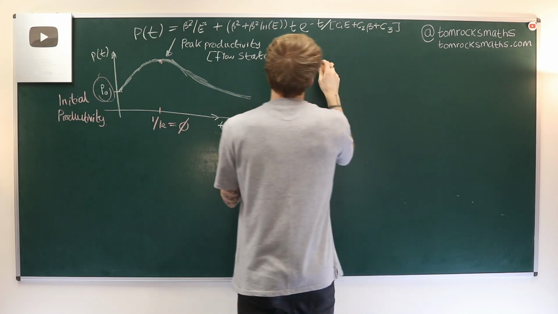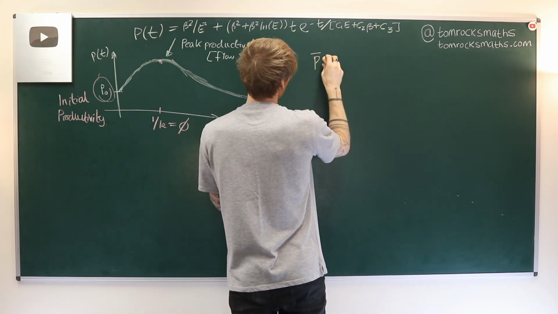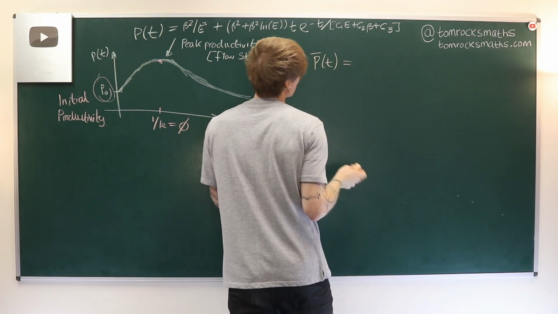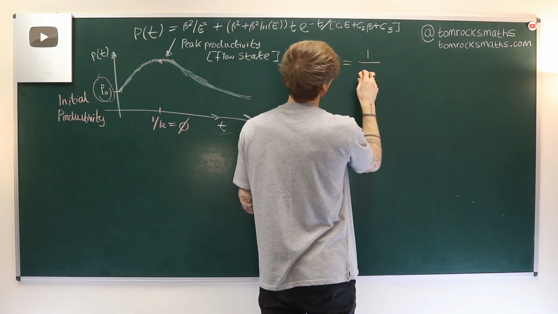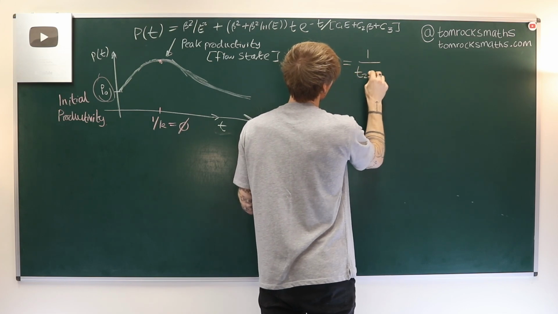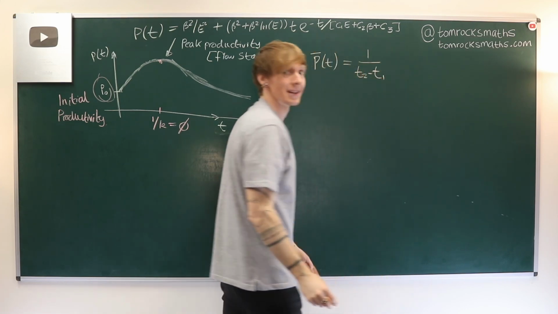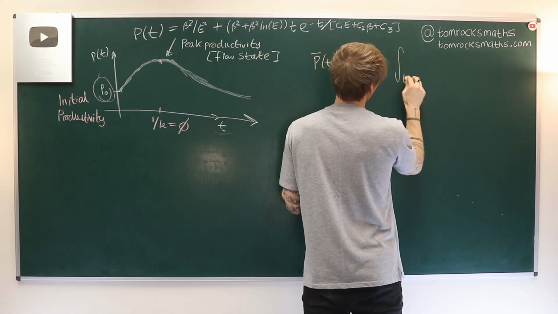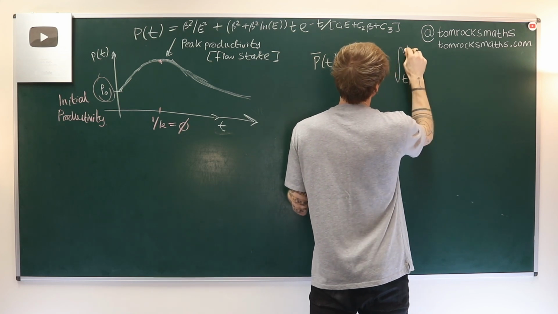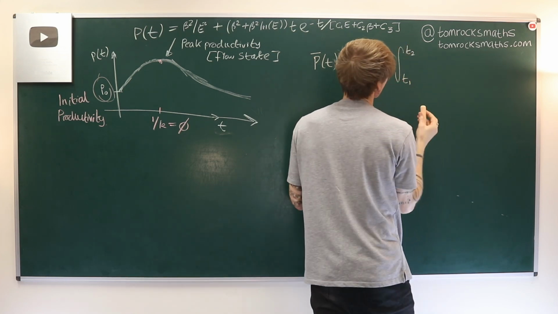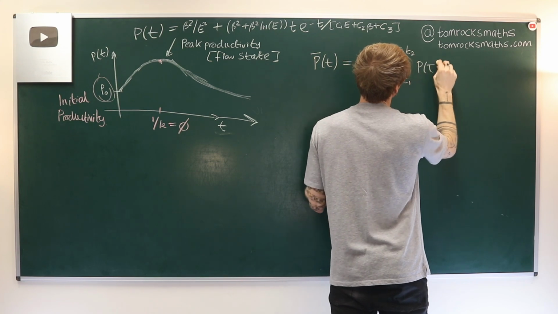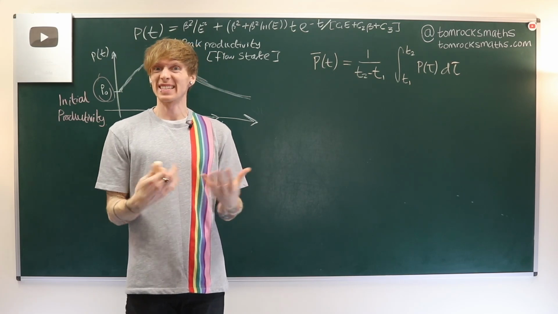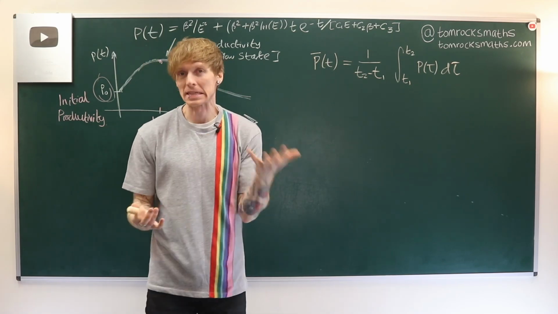So if we call this p bar, which will be a function of time, then this is equal to 1 divided by the length of the time interval, so t2 minus t1, and then we're going to integrate our productivity function between those two endpoints of the interval. So p of tau d tau. Now the easiest way to understand p bar is actually with an example.